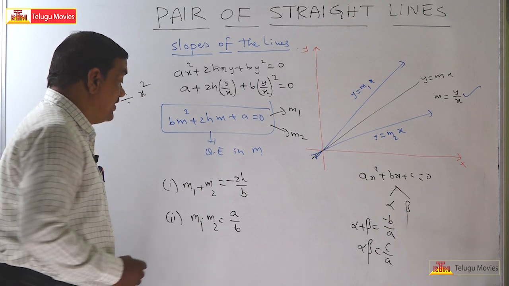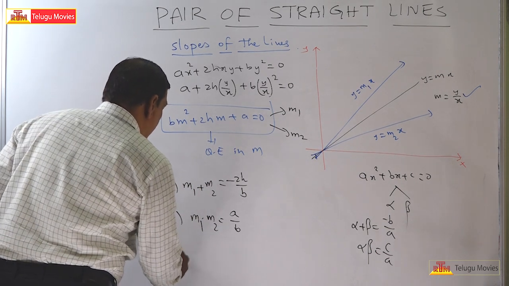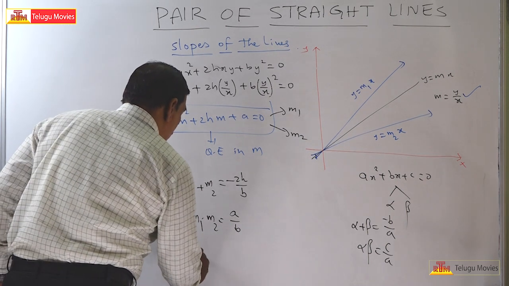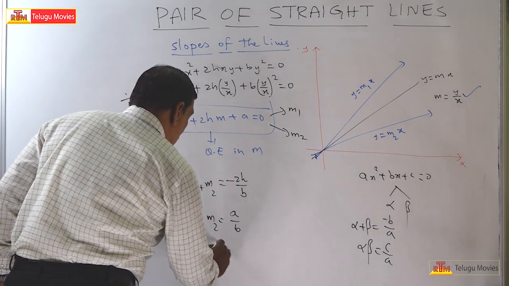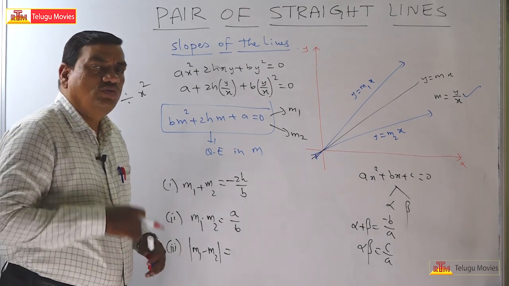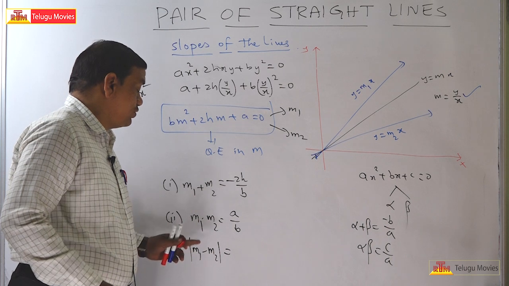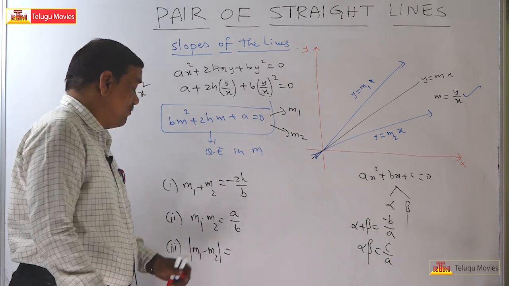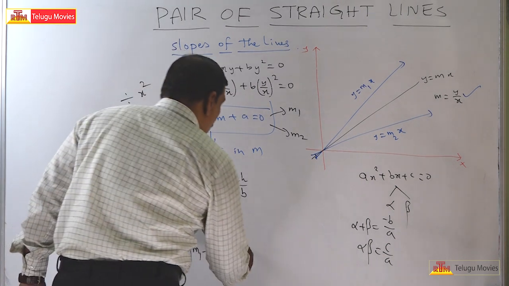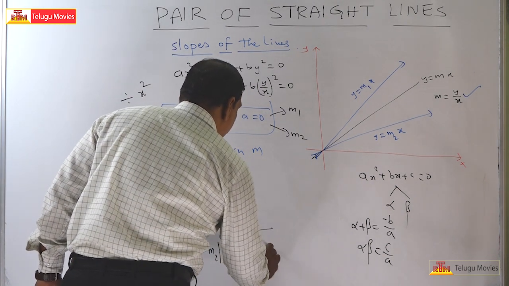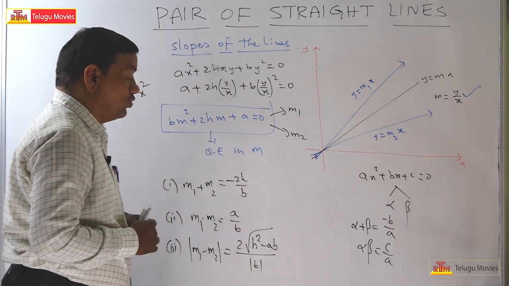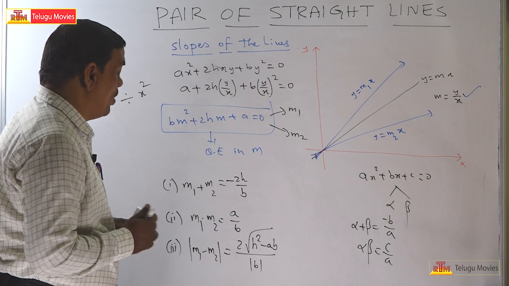And the third one, also remember it from the JEE Mains point of view, is m1 minus m2. Let us write that in the modulus. Why? Because we don't know which one is greater and which one is lesser. To avoid the negativity, we take the modulus of m1 minus m2. So this m1 minus m2 is given by 2 root of h square minus ab by modulus of b.